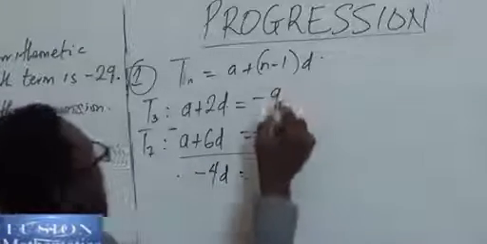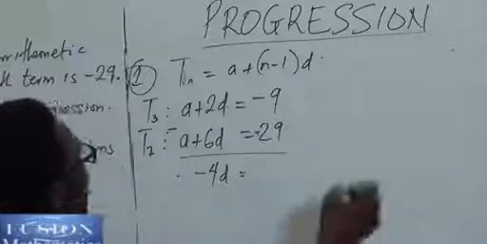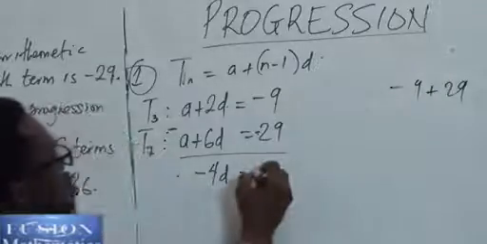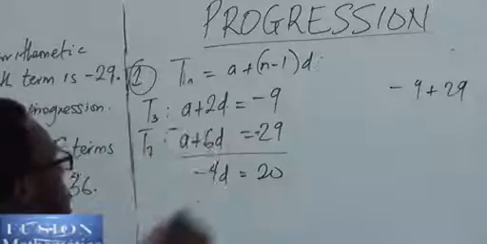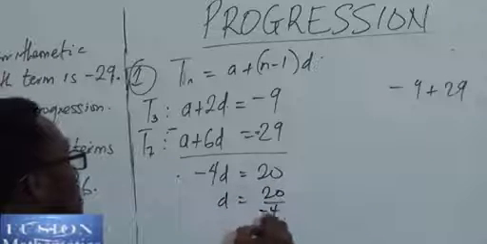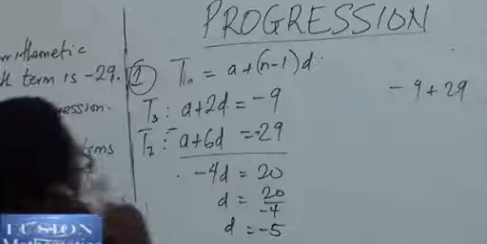Then for this side, we have minus 9 minus minus. Minus and minus is plus. So we have minus 9 plus 29, which will give us what? 20. So d will be equal to 20 all over minus 4, which will give us minus 5. So d is equal to minus 5.